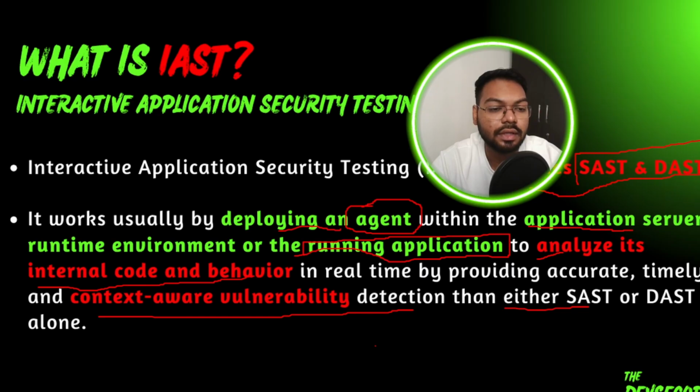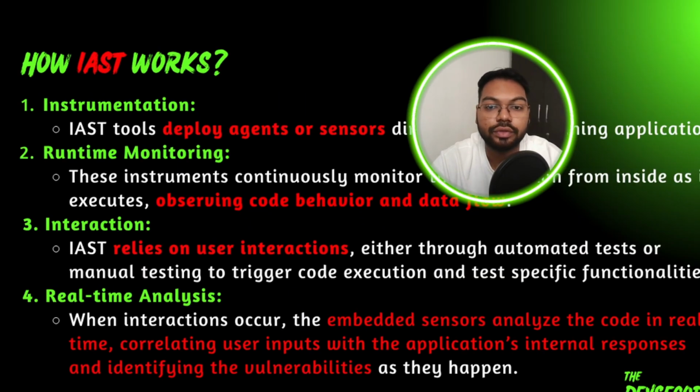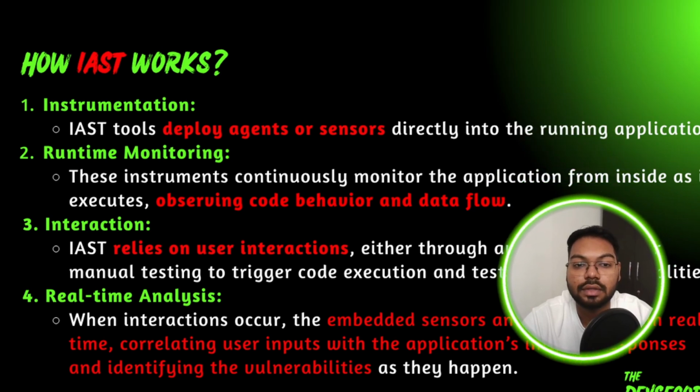And one more thing, it is context aware. It knows what kind of attack is occurring on your particular application. So let's see how the IAST works, to get a clearer understanding of this part. There are four different ways that the IAST works. Instrumentation is the first part, then runtime monitoring, interaction with the application, and then real-time analysis.